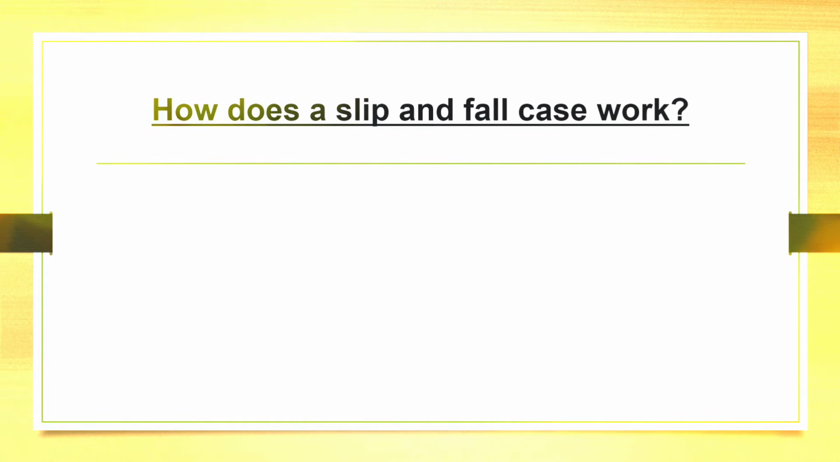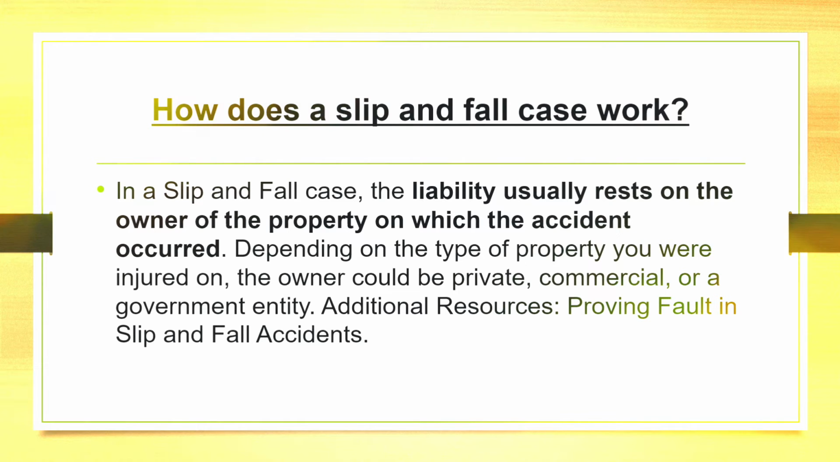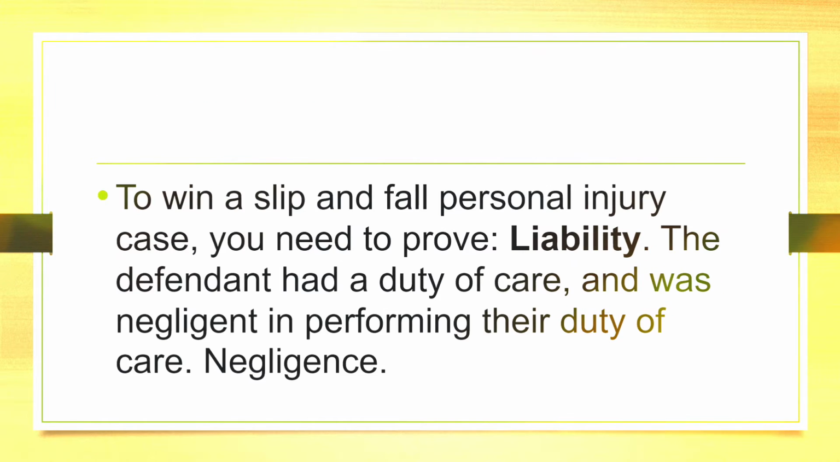How does a slip and fall case work? In a slip and fall case, the liability usually rests on the owner of the property on which the accident occurred. Depending on the type of property you were injured on, the owner could be private, commercial, or a government entity. Additional resources: proving fault in slip and fall accidents.